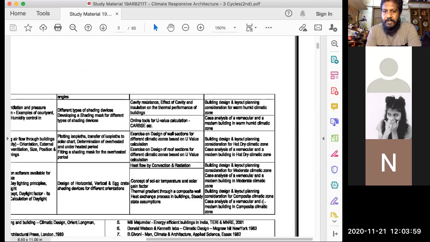I think only one climate wouldn't be there. The moderate climate alone wouldn't be there. For that, I'll source out information for you. But other than that, the warm humid, hot dry, and composite climates would be given as units in which they speak about the character of the particular climate, and then what the strategies to be adopted are, and how the planning is done. So they would have done that.